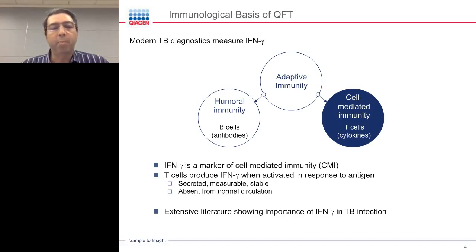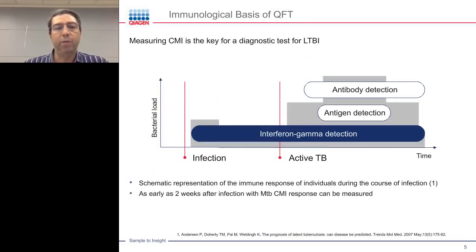And it's a very good biomarker to use for TB because it's very important in terms of the control of tuberculosis infection, but also that it's a very stable cytokine, and it's often not present in normal situations. So it has a very good signal-to-noise ratio.